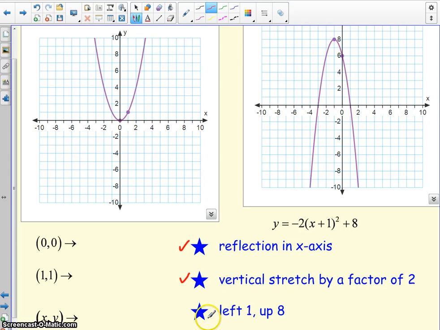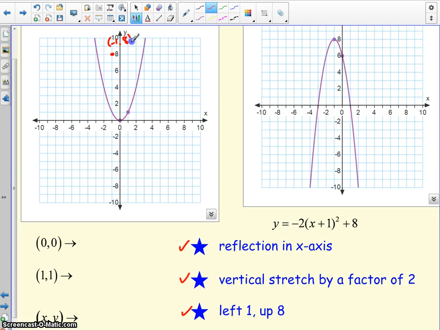Next I'm going to take this point and move it left 1 and up 8. From this point, that's still at 0, 0, I'm going to go left 1 and then up 8. 1, 2, 3, 4, 5, 6, 7, 8. And I wind up here. So the coordinates of this point are negative 1, 8.